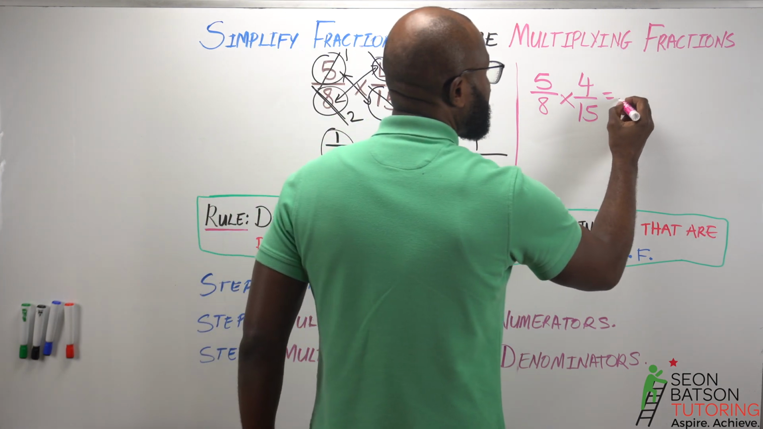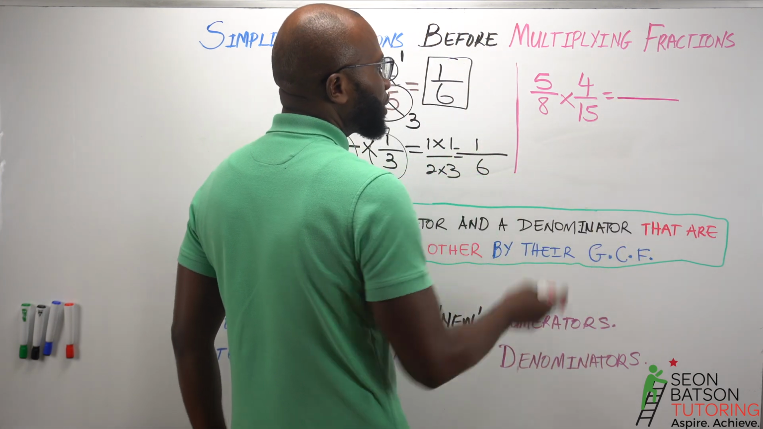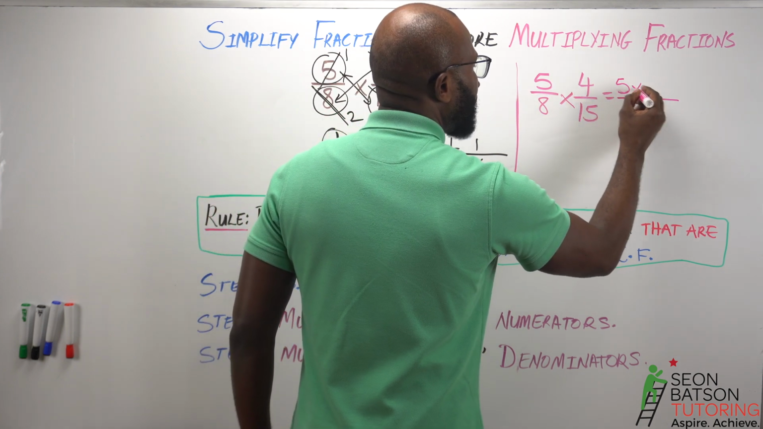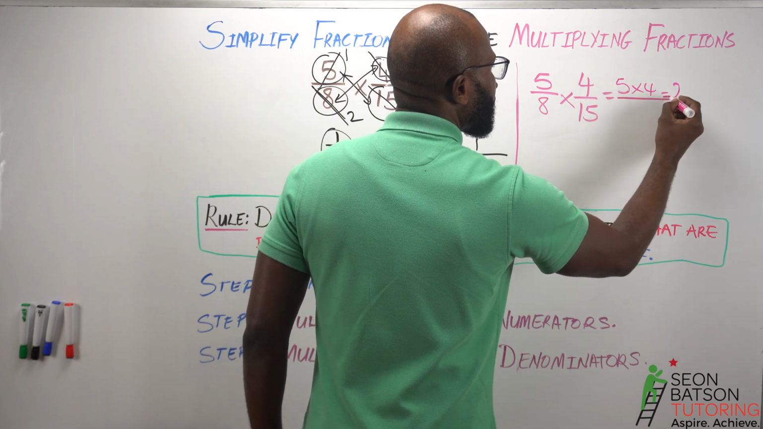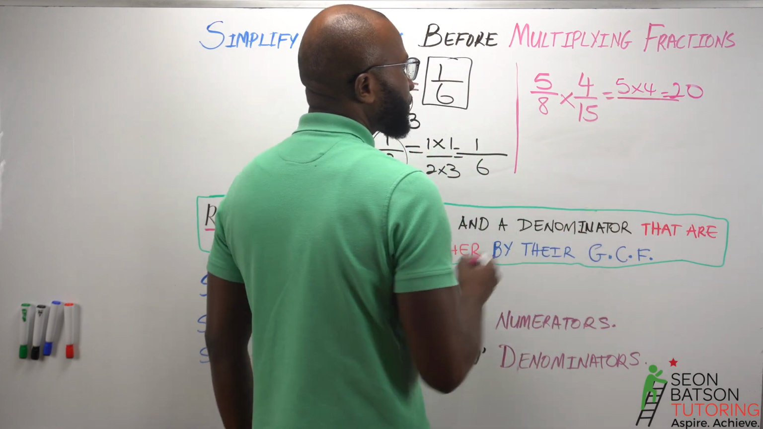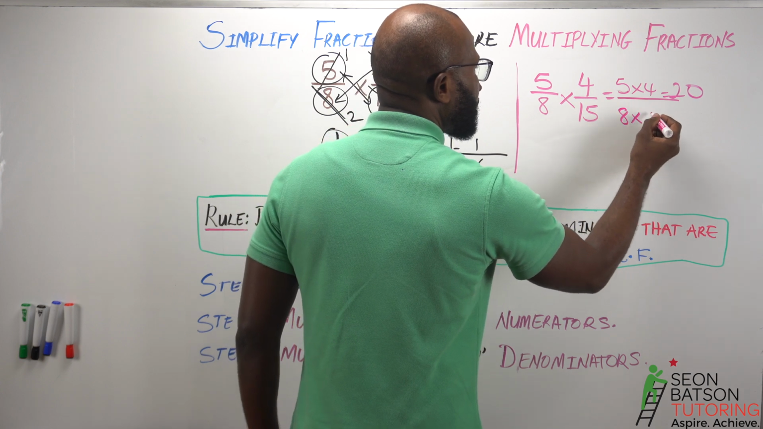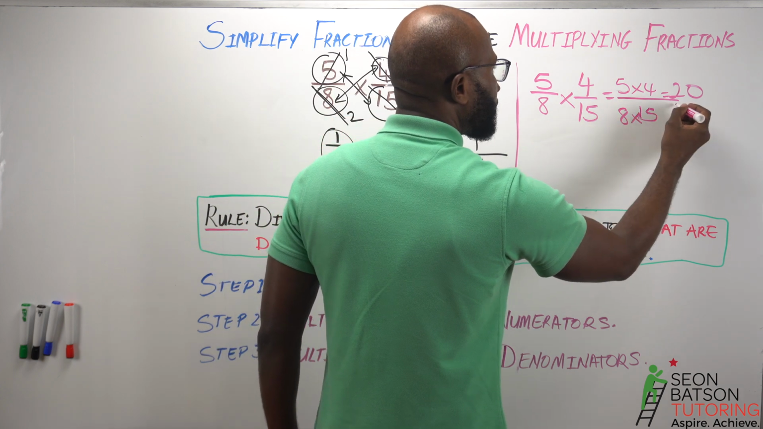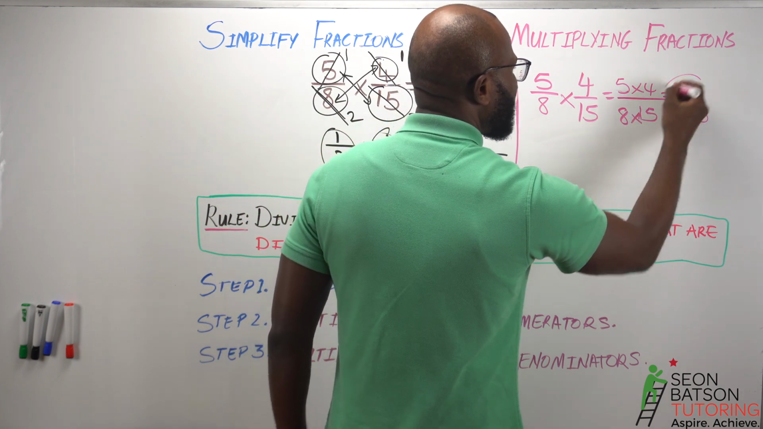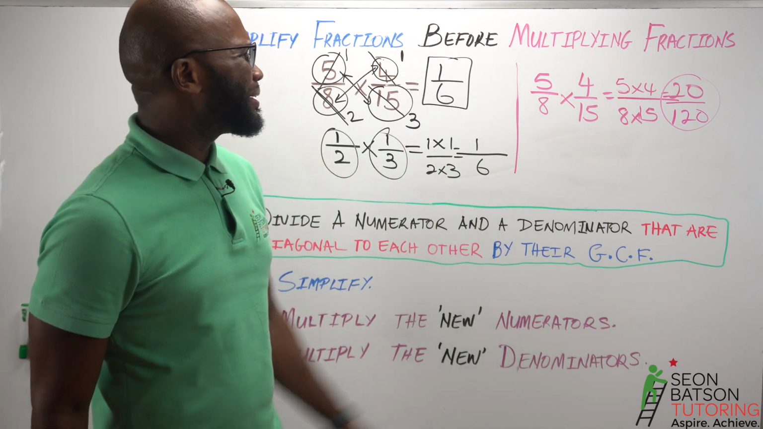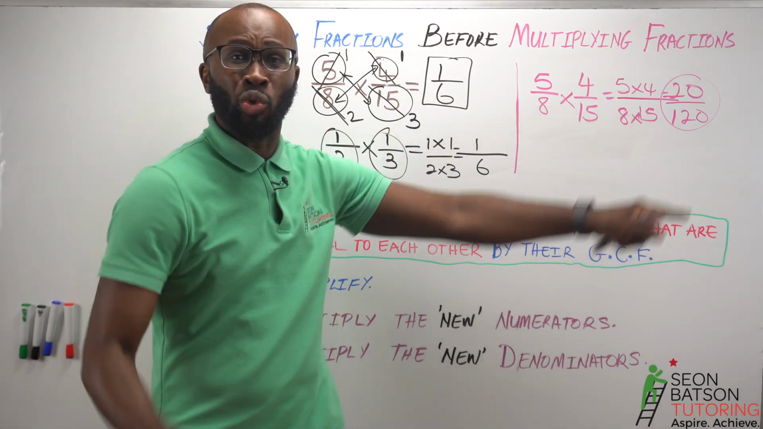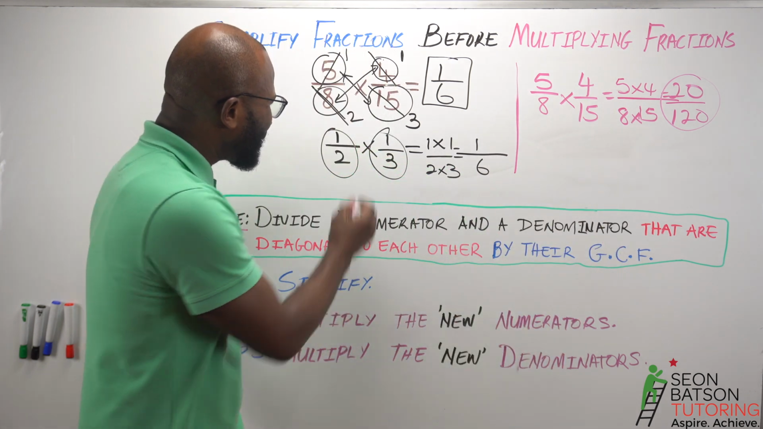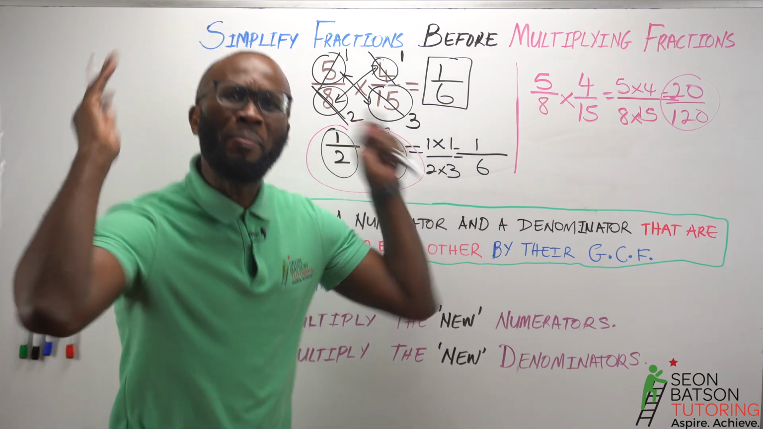If you want to go ahead and just multiply, when multiplying fractions, you will multiply the numerators first. So 5 times 4 will give us 20. And 8 times 15, you multiply the denominators next. 8 times 15 will give you 120. Look at that! Who wants to work with those big numbers? Nobody wants to work with these big numbers. That is why you want to simplify before you multiply.